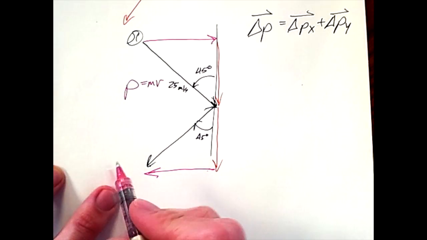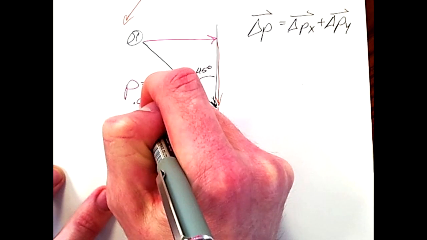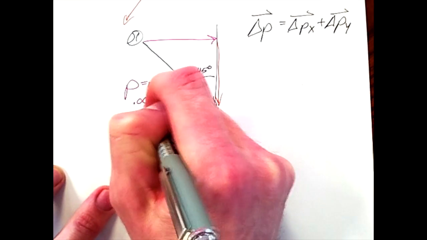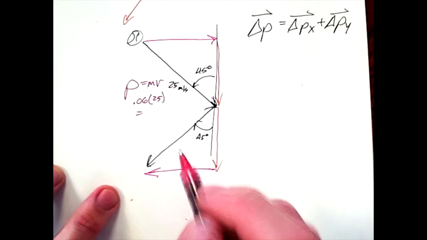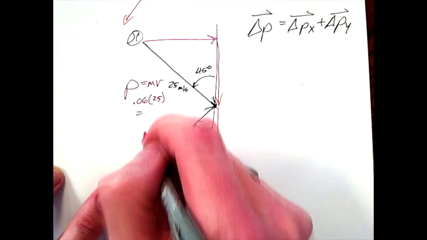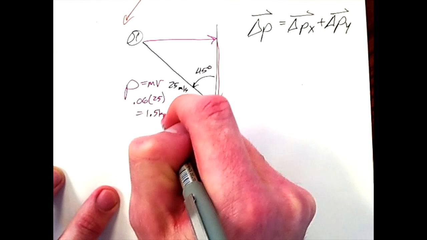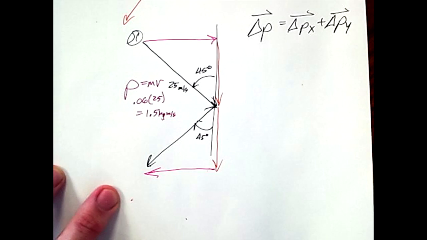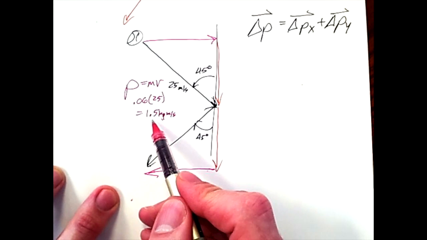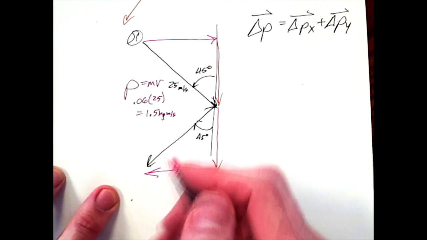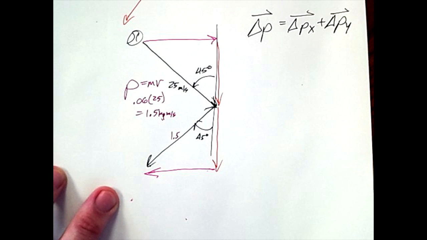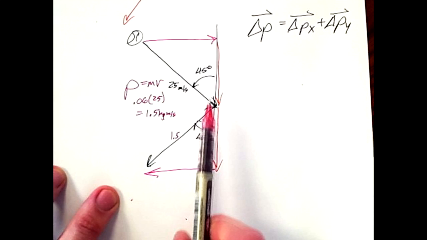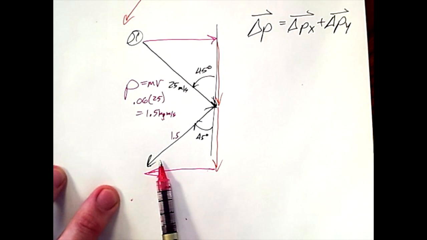So I have to take the mass, which is 0.06, times 25 to get an original momentum of 1.5 kilogram meters per second. The original momentum is 1.5 kilogram meters per second. The final momentum has a magnitude of 1.5 kilogram meters per second. But as a vector, they are different. And since the direction changes, the momentum changes.